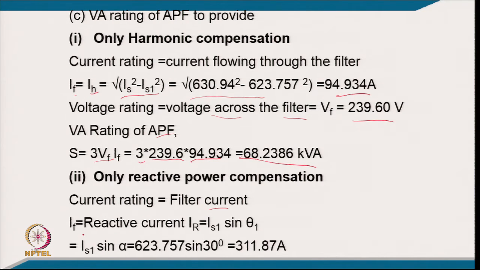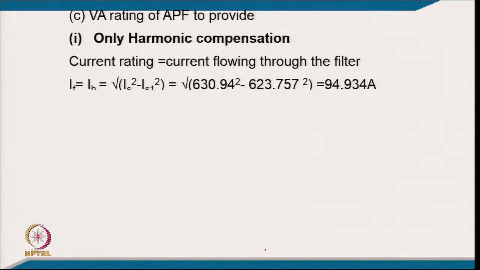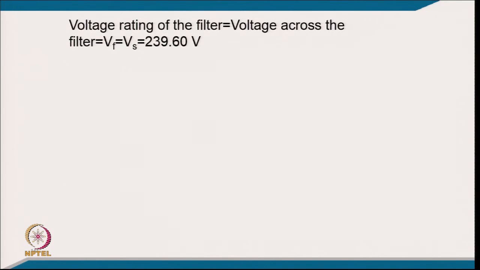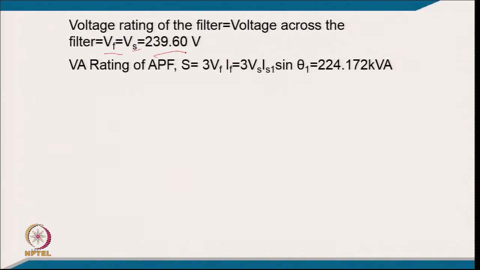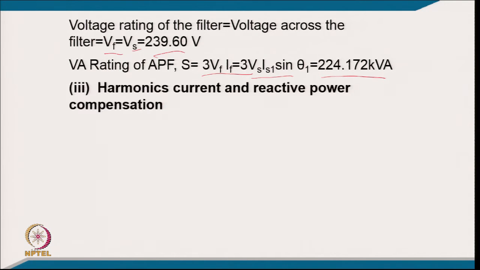Now the active power filter rating only for reactive power compensation: the current rating is equal to the filter current, that is IF equal to the reactive current IR, equal to IS1 sin theta 1, that is IS1 sin alpha, that is 623.757 sin 30. So it is 311.87 ampere. The voltage rating of the filter is the voltage across the filter, that is Vf equal to Vs equal to 239.6 volt, and the VA rating of the active filter is 3 Vf IF, that is 3 Vs IS1 sin theta. So it comes 224.172 kVA.